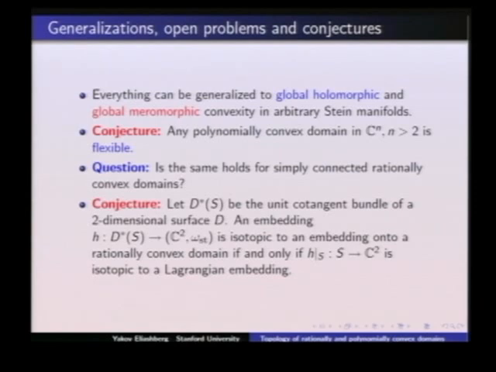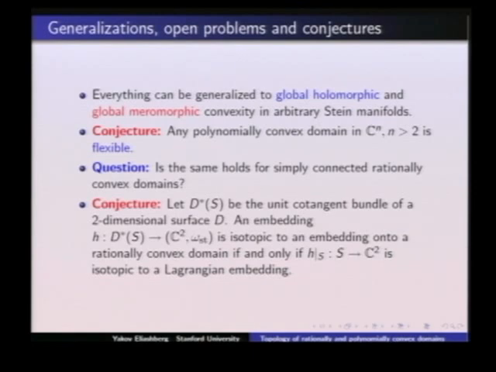Let's take the following question and conjecture. Take a domain which is topologically a unit disk cotangent bundle of some two-dimensional surface. If you have a Lagrangian embedding of this surface in R^4, then we have a rationally convex domain which is a neighborhood of the surface. Question: are these the only examples? Suppose you have a smooth embedding into R^4 such that the image is rationally convex. Is it true that then the embedding of the core sphere, the zero section, is isotopic to a Lagrangian embedding?